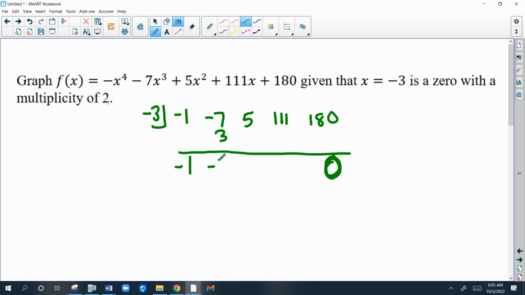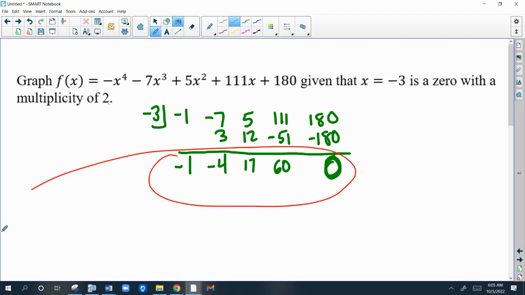You know what to do. It's 12, 17. This is negative 3 times 7 is 21. 3 plus 2 is 5. Add, we get 60. 60 times -3 is -180. Perfect. So now we have a third degree polynomial right there.